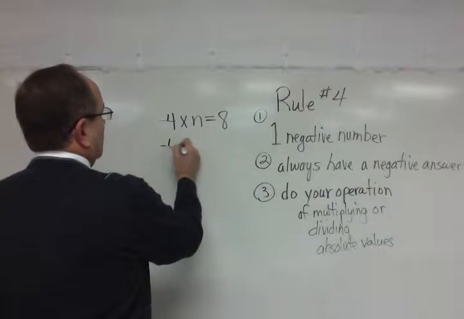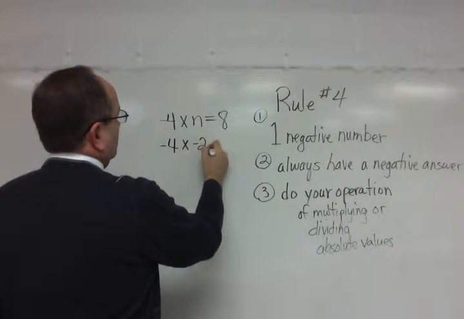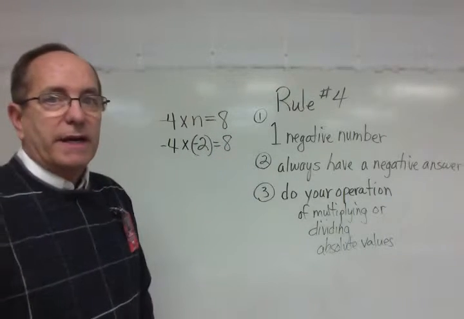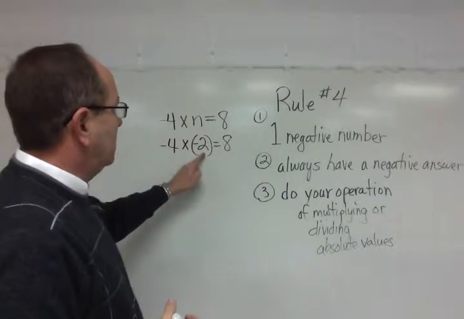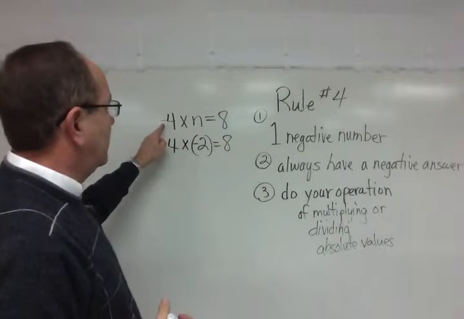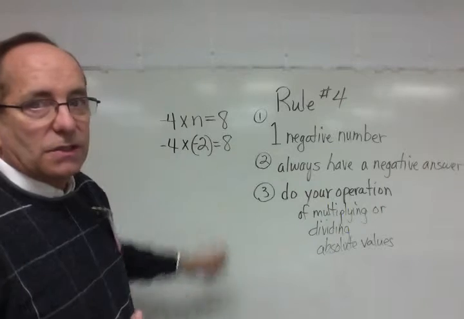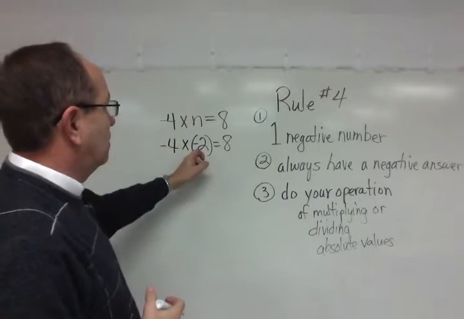So -4 times -2 equals 8. And that way I know that it had to be a negative sign, because I already had a negative. My answer always is going to be negative. This actually leads us into rule number 5 that we're going to talk about.